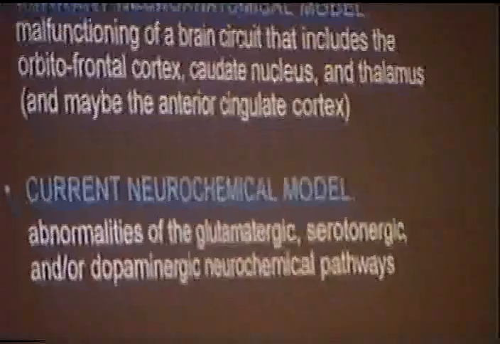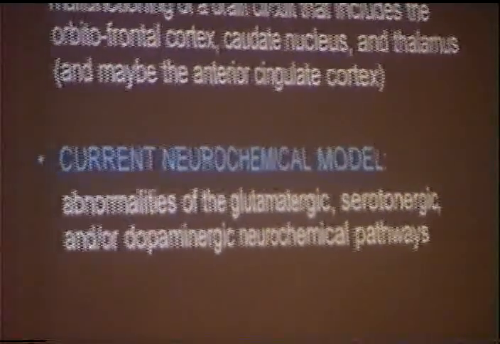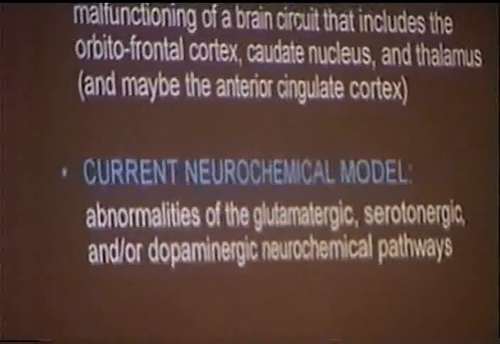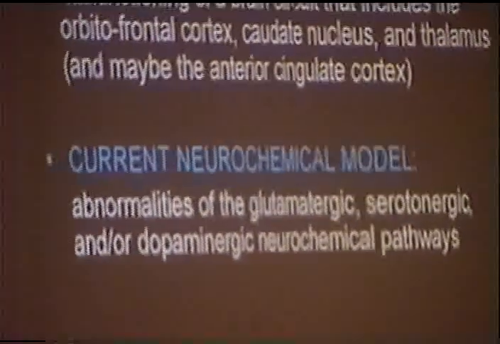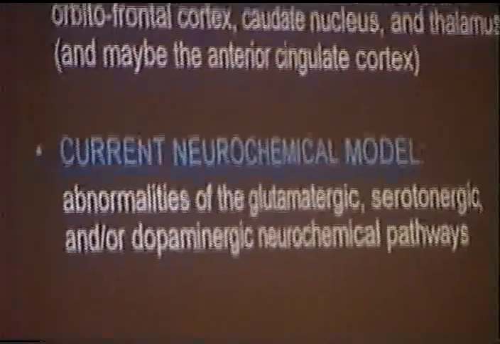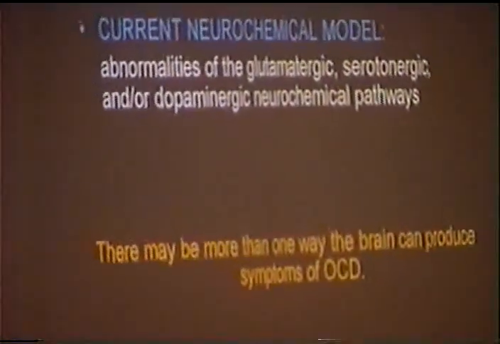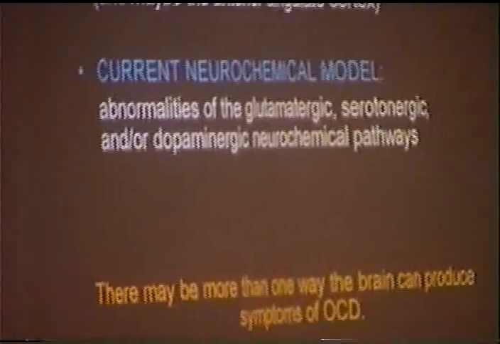And the current neurochemical model, I would say, glutamate and serotonin are still sort of up there, or some interaction between the glutamatergic projection cells from the orbital frontal cortex and the serotonin cells in the basal ganglia. That's still sort of out there. But also, dopamine is still sort of somewhere in the background. And I leave by saying, again, to remember, when you look at this stuff or when people come and talk to you about this stuff, there may be more than one way the brain can produce symptoms of OCD.